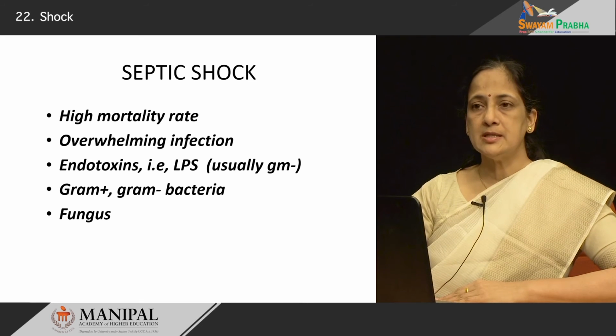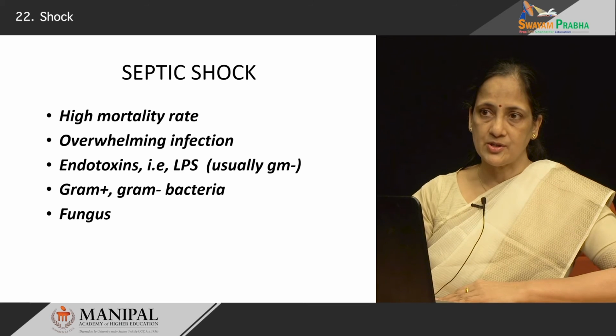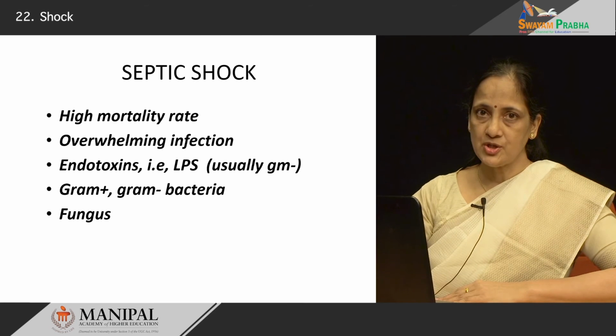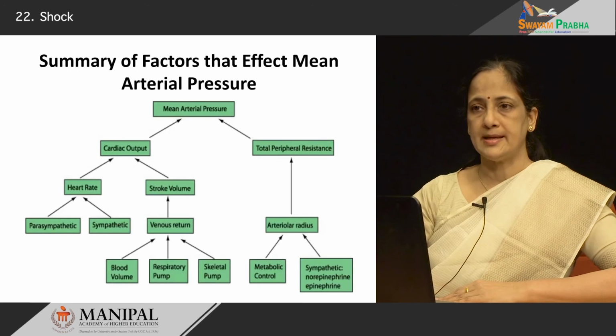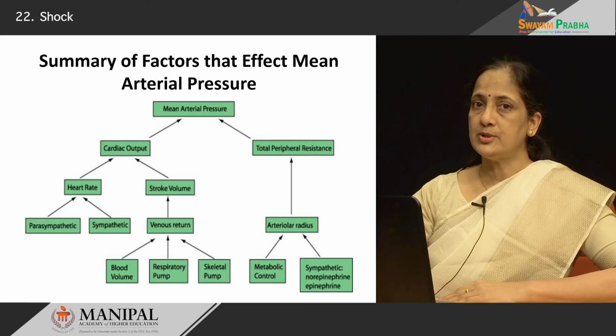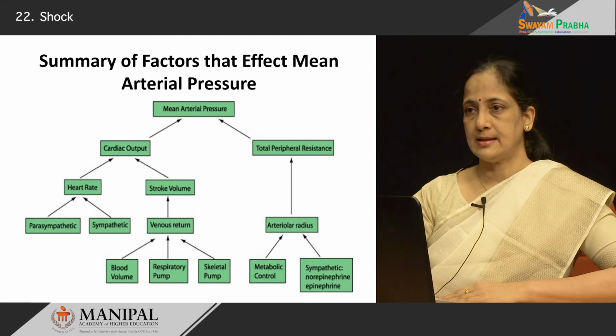The mechanism is because of the toxins that are released by the infective agents. Both gram-positive and gram-negative bacteria can cause septic shock. Sometimes fungal infections also cause septic shock. Now, in septic shock, as compared to the other two types which we have mentioned, the mechanism is slightly different from what we saw in those cases.